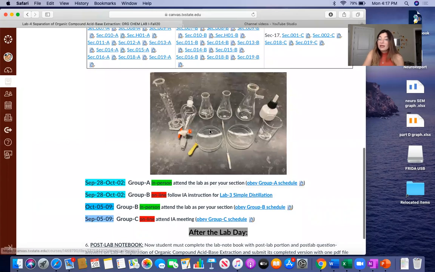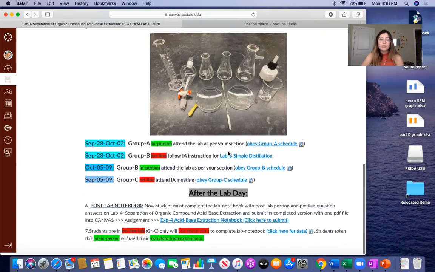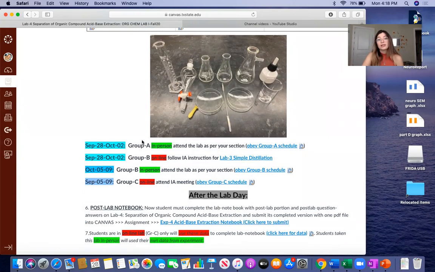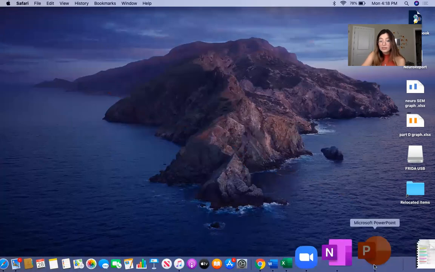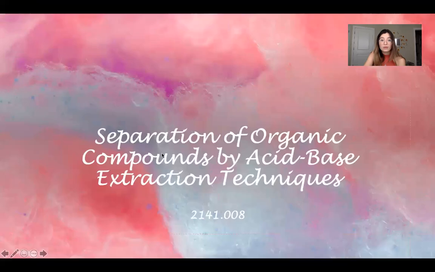This is going to be your setup. I usually print out a picture of this, but just make sure you know what the main parts of it are. You still have to include it in your lab manual anyway, so it's helpful. These are the weeks. I explained this at the beginning of the video. Your post-lab notebook is due before every Sunday at 11:59, and this is the data that Group C is going to be using. Okay, let's get started with the PowerPoint.